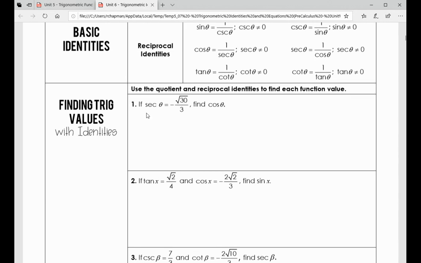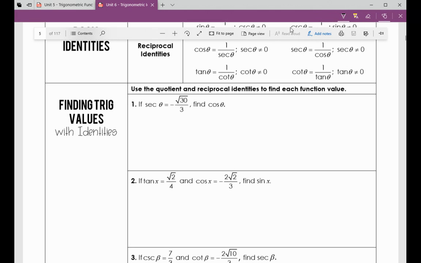So it says to find a trig value with identities, use the quotient and reciprocal identities to find each function. So the first thing I'm doing is I'm looking that they've given me secant, and then they asked me to find cosine. Well, if you notice up here, secant and cosine are reciprocals of each other. So when that happens, all I have to do is take this number and flip it. That's what a reciprocal is, to turn a number upside down. So if I have secant and its reciprocal, then I'm going to flip that, and it's going to be -3 over square root of 30.